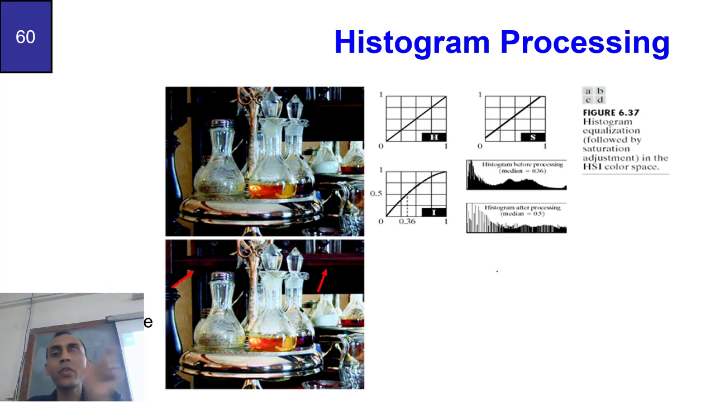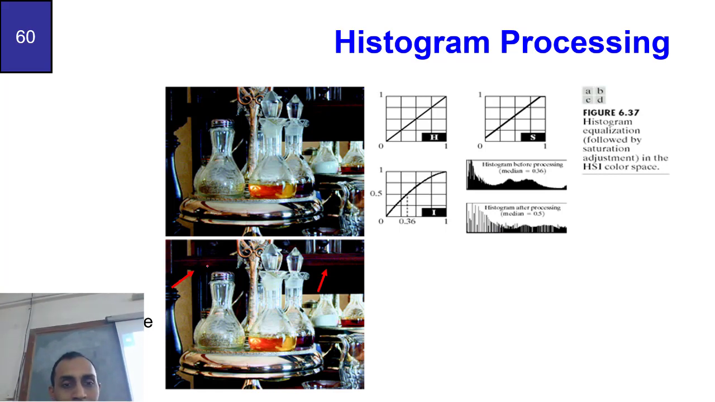Let us say you want to do the histogram equalization, then it would be better to go into HSI space, take only the intensity component and do the equalization on the intensity component. So the same thing is shown here, H and S remain the same. We generate the histogram of the intensity component and do the equalization there, and this is the result of the image.